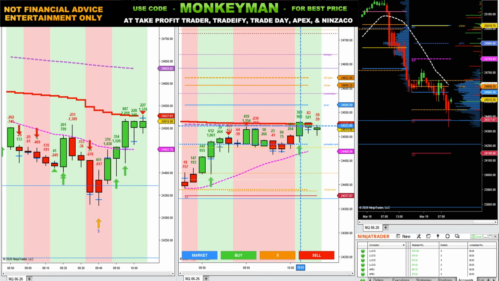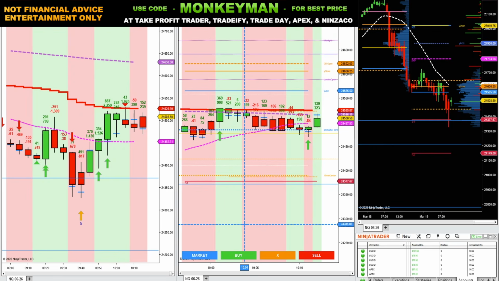I got into a VWAP bounce trade here. We had some divergence on the 5 minute chart here. It was not moving very quick, so I did hop out early. Right after I hopped out, it would have hit my full 10 points, but that's okay. Looks like I picked a great time to go make some hot chocolate.